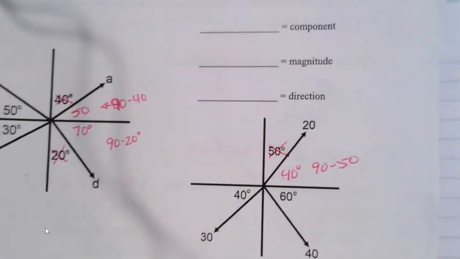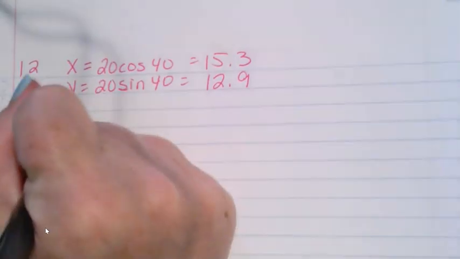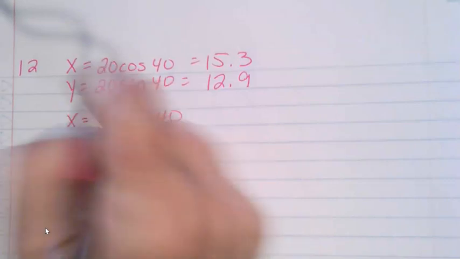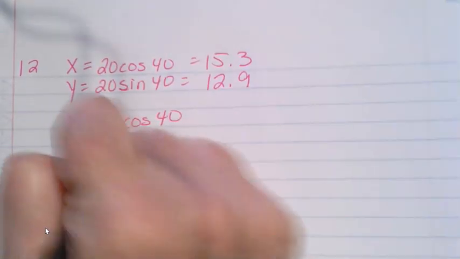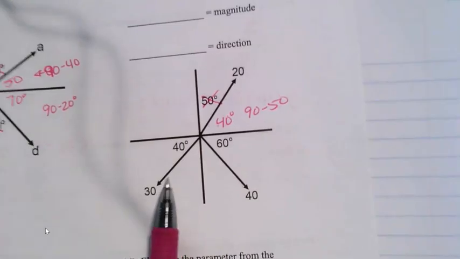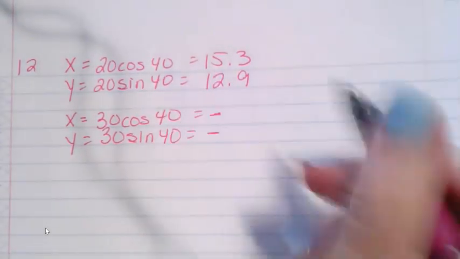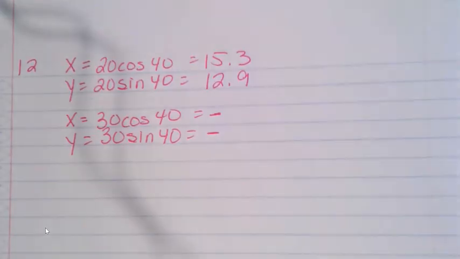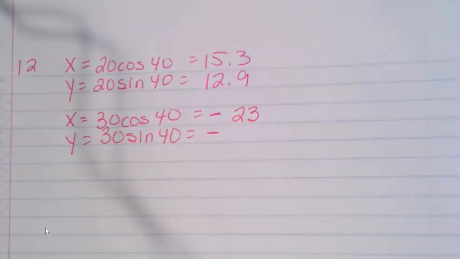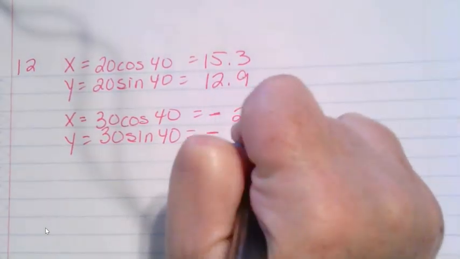We're touching the x-axis. Okay, so x equals 30 cosine 40 and y equals 30 sine 40. Now what we do have to be careful here is that we are in quadrant 3, so everybody needs to be negative. Okay. We're going to call that negative 23 and negative 19.3.